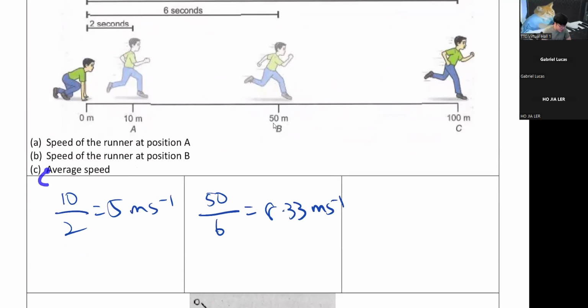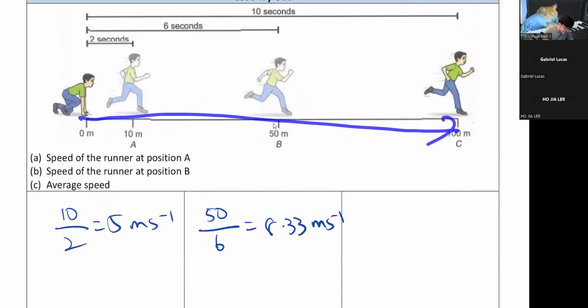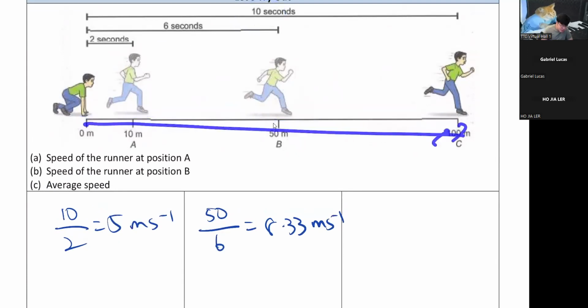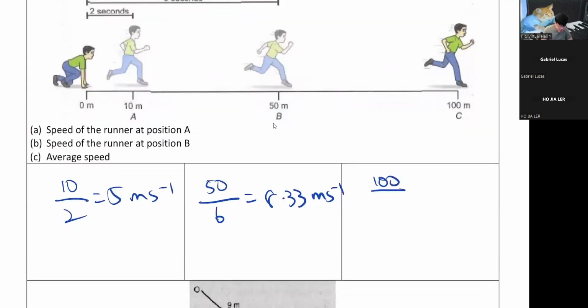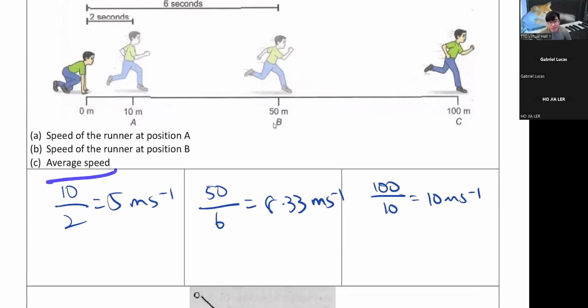And then average speed. What is the average speed? Average speed is when you take the total distance divided by the total time, right? So he ran 100 meters in 10 seconds. Wow, it's pretty fast. All right, so 100 meters divided by 10 seconds, you would get 10 meters per second, right? Something about this average speed, guys. Okay, pay attention here.